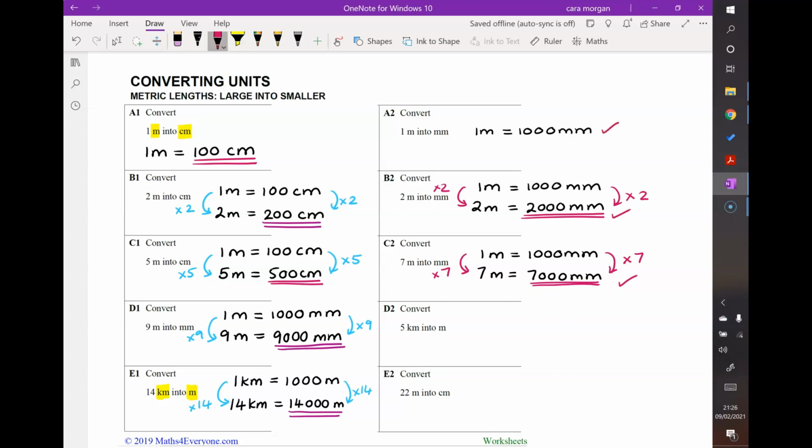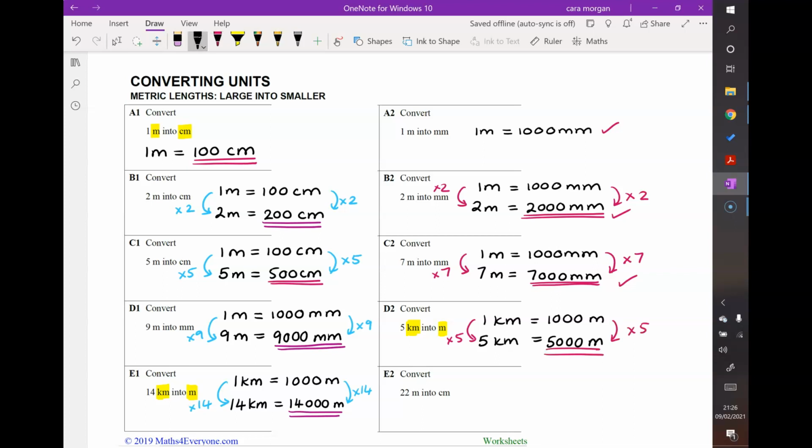Now 5 kilometres into metres, I just need to remember the kilometres and metres relationship. In 1 kilometre, I've got 1,000 metres. I'm just going to write that down. And so 5 kilometres is just 5 times as big. And so I'm going to do the same to the other side. 5,000 metres. Lovely.